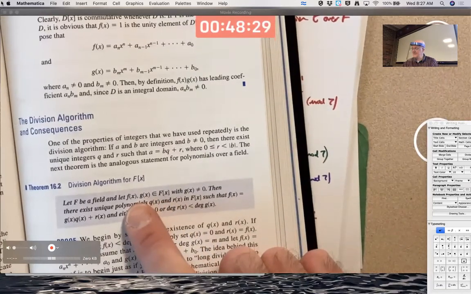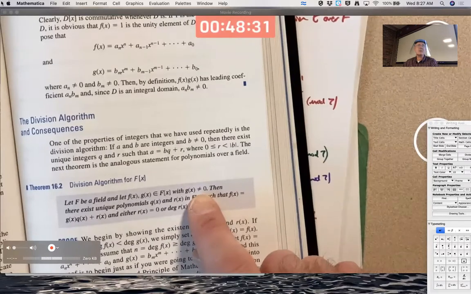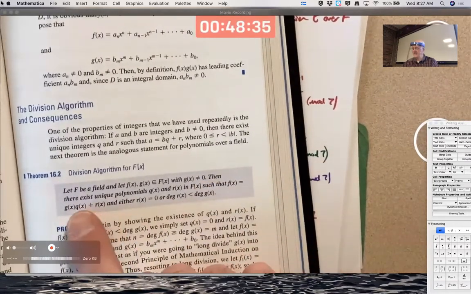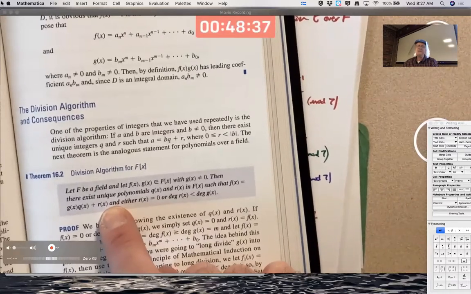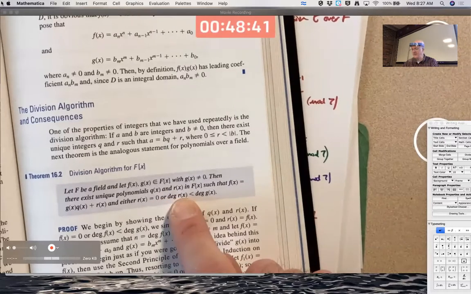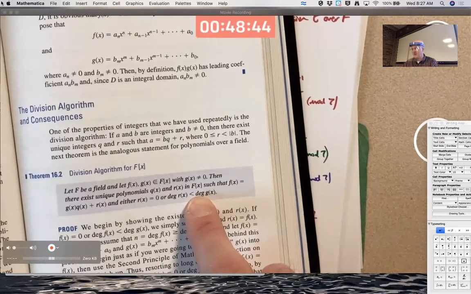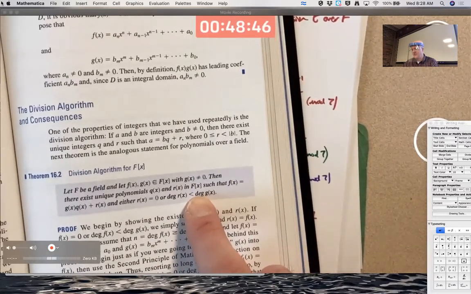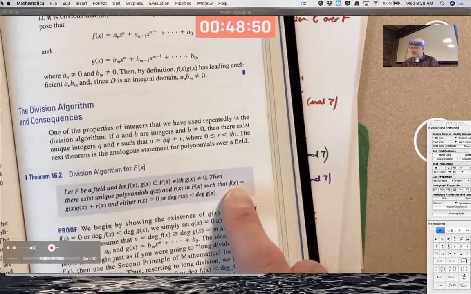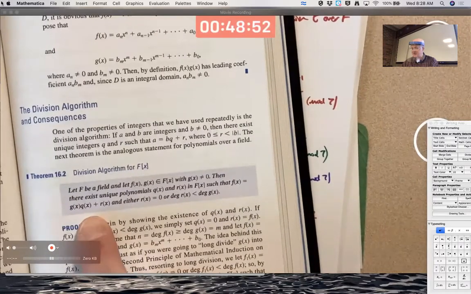f of x is being divided by g of x here. We don't want to divide by 0. The conclusion is there exists a unique, the uniqueness is important, you get a unique answer, polynomials q of x and r of x, a quotient and a remainder in this polynomial ring that will be an integral domain. No zero divisors. Such that f of x is written as g of x times q of x plus r of x, just like we did.